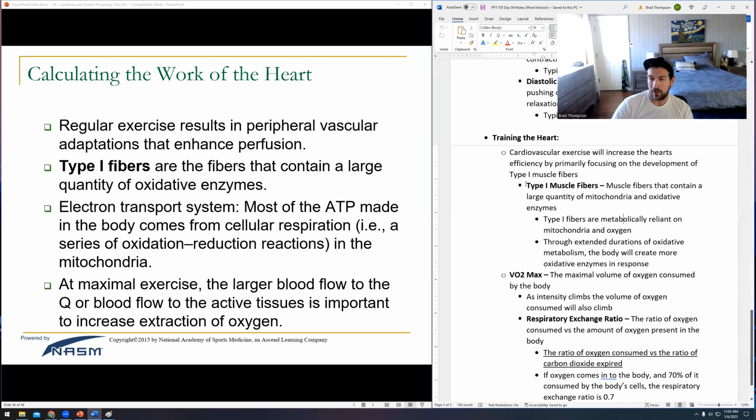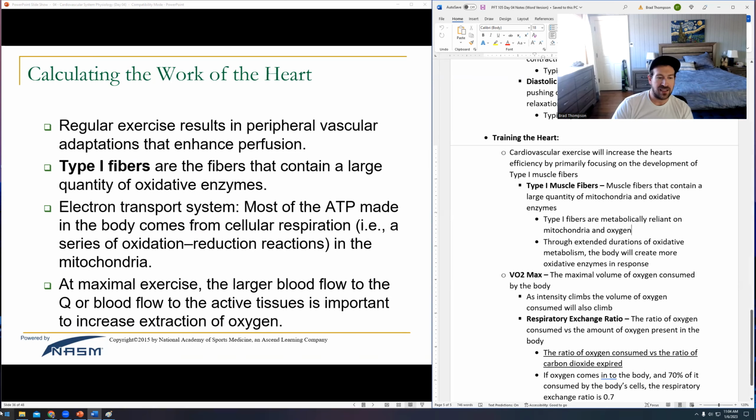Now, type 1 muscle fibers are muscle fibers that contain a lot of things that make them very good at producing long, sustained bouts of energy. So lots of mitochondria, that's where we produce our massive amount of energy over time, and lots of oxidative enzymes to improve the usage of that mitochondria. So type 1 muscle fibers are very, very reliant on your mitochondria.